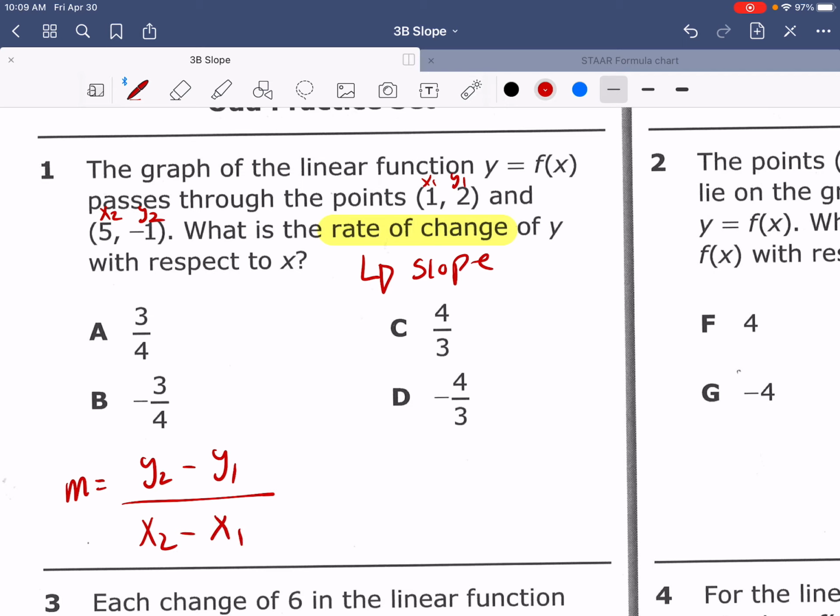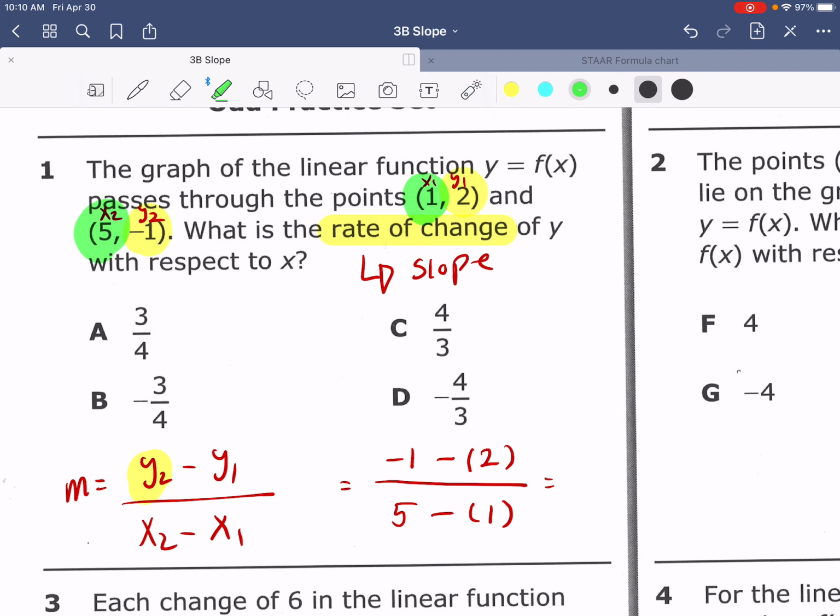Okay, so let's plug in. y2 in this case is -1 minus y1 is 2, so let's put parentheses 2 like that, over x2 in this case is 5 minus x1 in this case is 1. Okay, so as you can see, these x values, we do it like that, and it should be minus here because minus here. That's the formula.